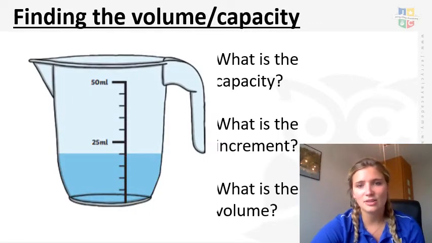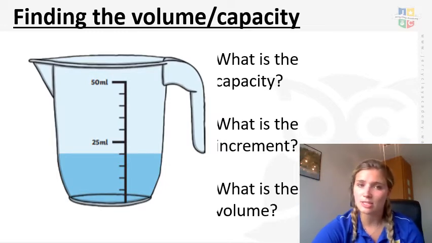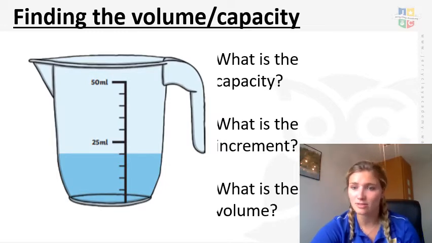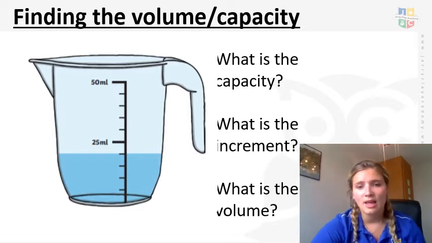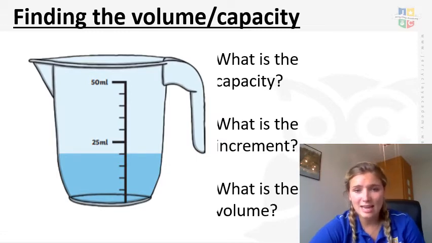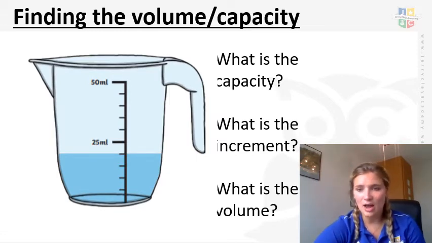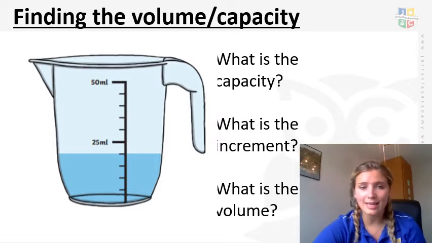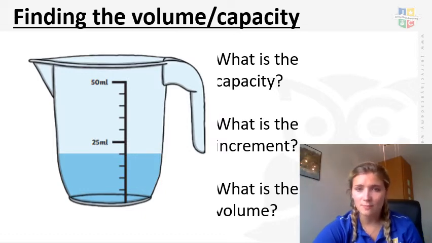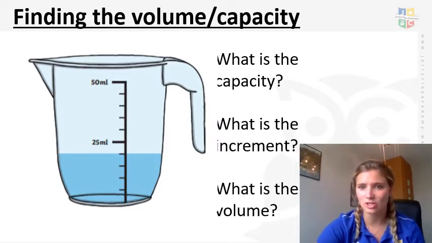So I'd like you to have a go at doing this one. First of all, tell me what the capacity is, so how much is the maximum amount of liquid that could be in this jug. Then work out the increment. Remember, the increment is the scale that is going up, so working out what each little line is worth, and then working out what the volume of liquid is. So pause the video, have a go, and then I will show you how to do it.